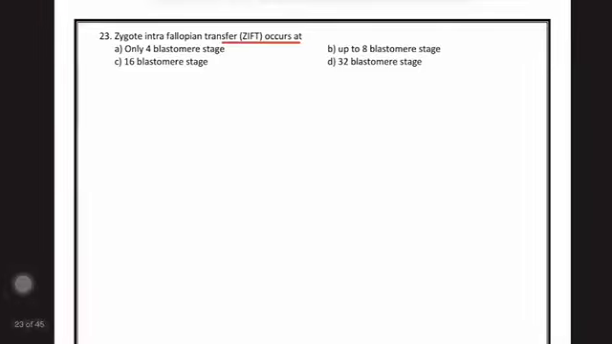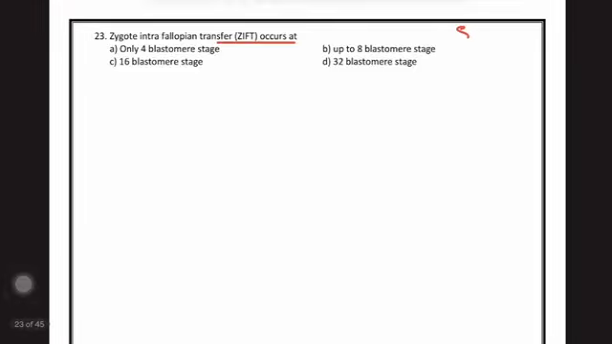23rd question. ZIFT, zygote intrafallopian transfer occurs at. ZIFT will occur in the fallopian tube when the embryo is up to 8 cell stage. Okay, so option A says only 4 blastomere stage. No, B says up to 8 blastomere stage, right? C 16. So this transfer will be done in uterus. So again, it's not the answer. D 32, again in the uterus. So D is not the answer. Answer is B.